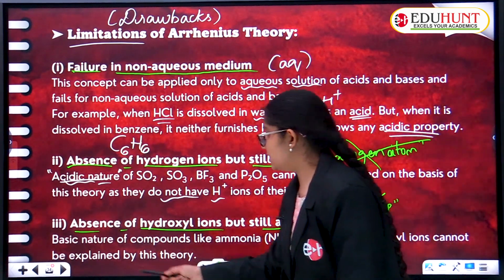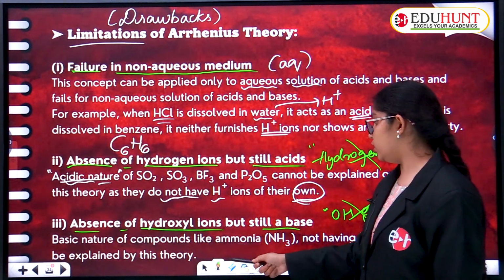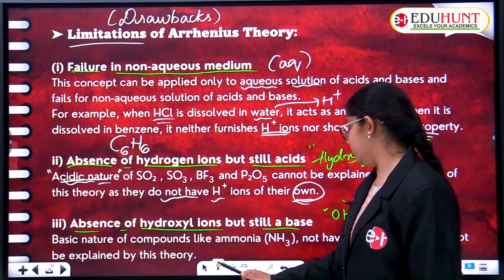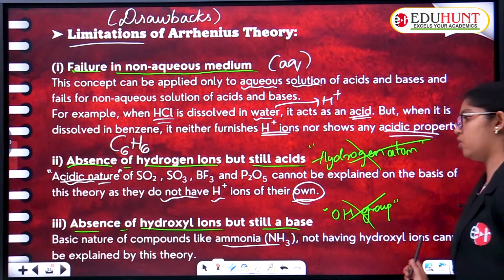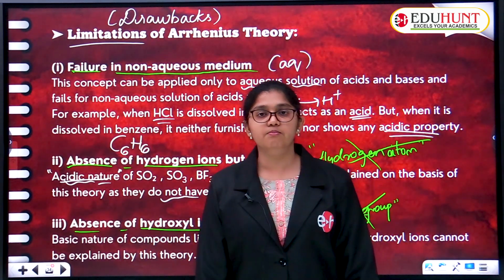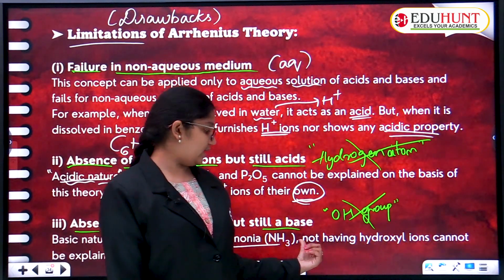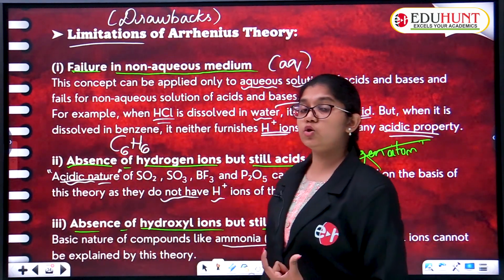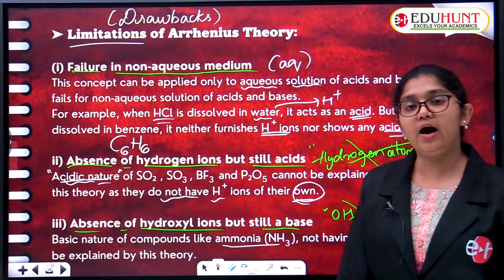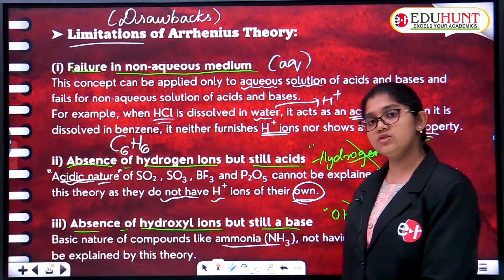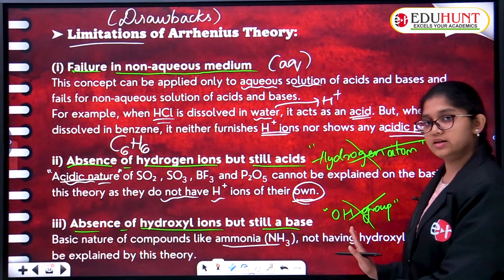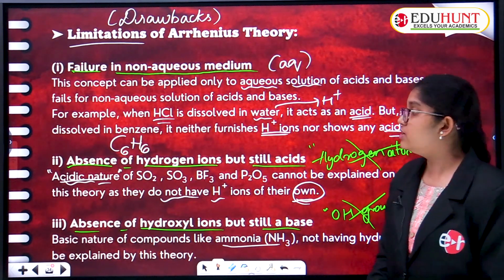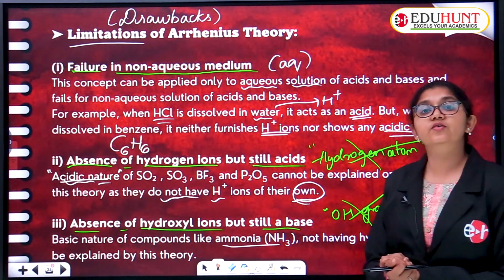Okay. Basic nature of compounds like ammonia. What is that? Ammonia, formula NH3, not having hydroxyl ions, cannot be explained by this theory, because that ammonia NH3 is not having any OH group. If it is not having an OH group, how can it give rise to OH minus ions, which means hydroxyl ions, in aqueous solution? This also fails to be explained by the Arrhenius theory. Okay children, so these 3 are the limitations of Arrhenius theory.